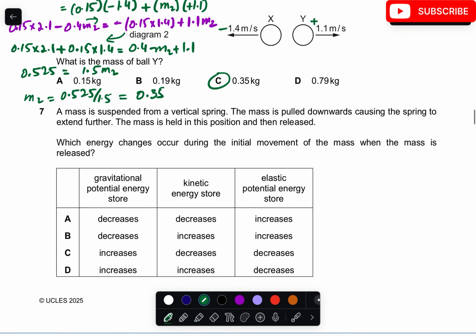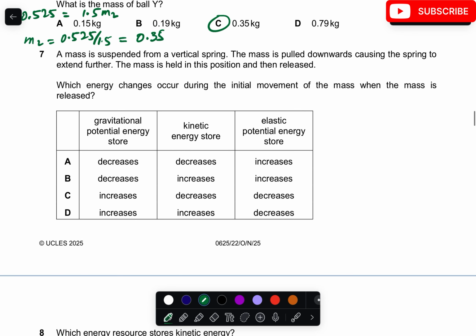Okay, let's move forward. Question 7. A mass is suspended from a vertical spring. The mass is pulled downward, causing the spring to extend further. The mass is held in this position and then released. Which energy changes occur during the initial movement of the mass?